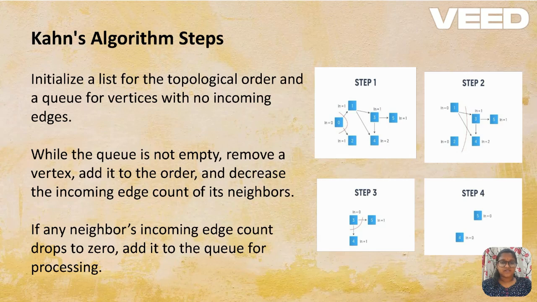The Kahn's algorithm steps are as follows. Initialize a list for the topological order and a queue for vertices with no incoming edges. While the queue is not empty, remove a vertex, add it to the order, and decrease the incoming edge count of its neighbors. If any neighbor's incoming edge count drops to 0, add it to the queue for processing.